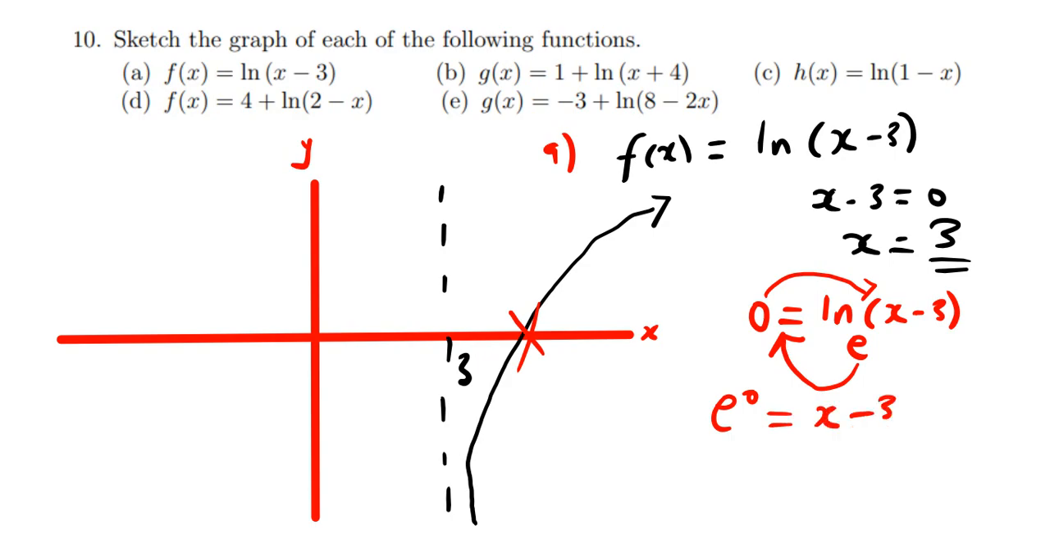That concept of converting from logs to exponentials and vice versa is very important. So e to the power 0 is just 1. Any number to the power 0 equals 1. x minus 3, when I take the 3 to the other side, it becomes positive. So 3 plus 1 equals x, and therefore x is just 4. So this point here is 4. That's how we are going to solve this one.